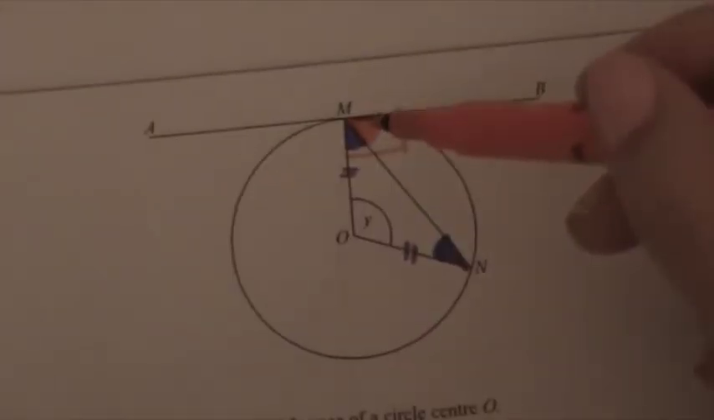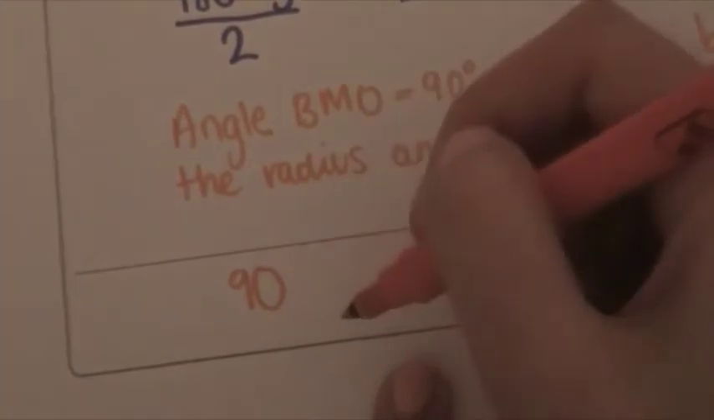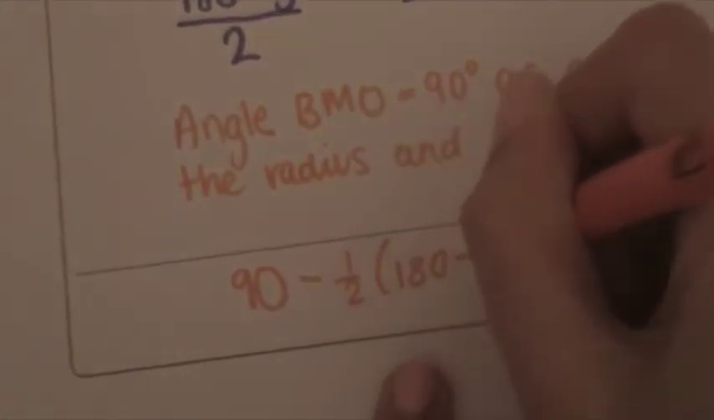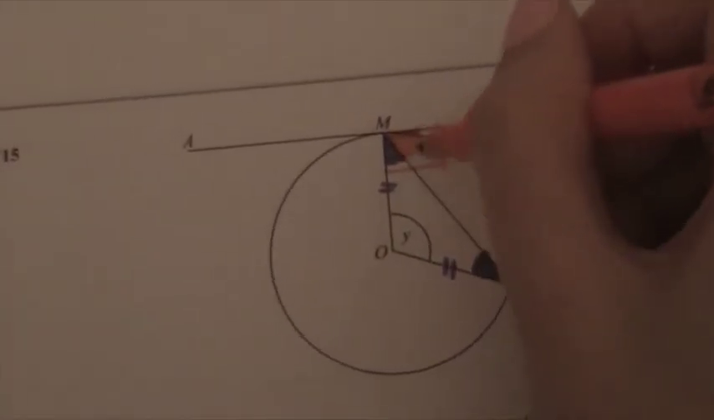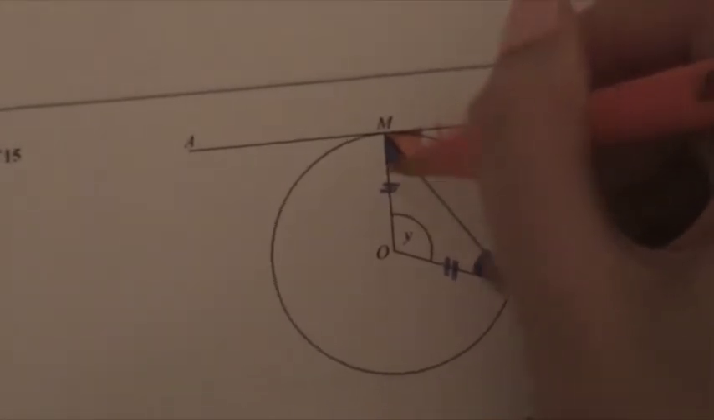And we just want the orange part, so if the blue part is a half 180 minus y, the orange must be 90, the full angle, minus that. So again, we know that this entire angle is 90, because the tangent to the radius gives us an angle of 90 degrees. We know the blue part is this, so we've taken that away.